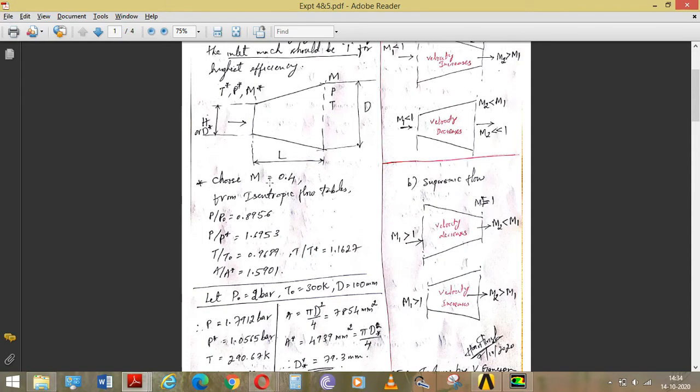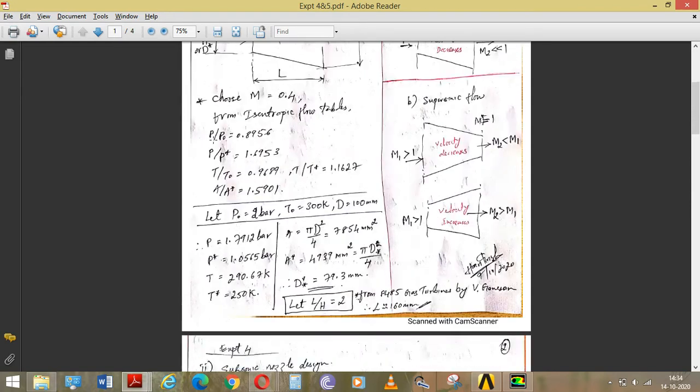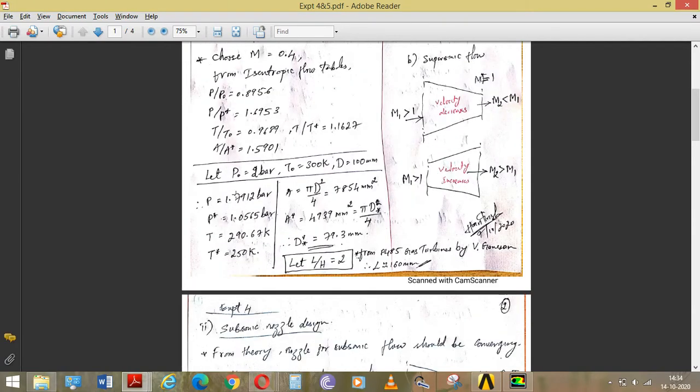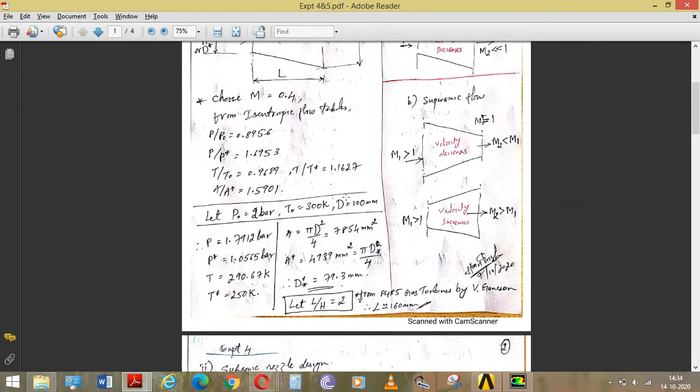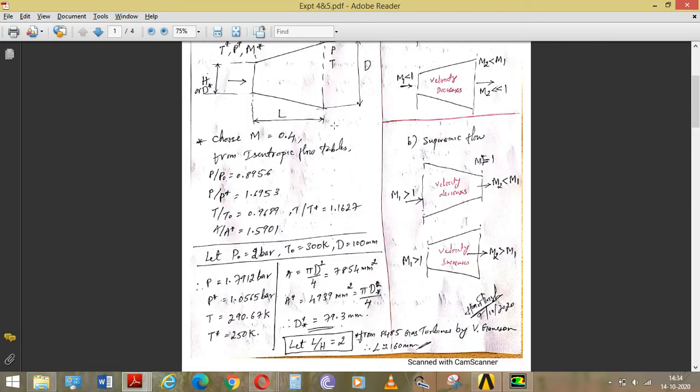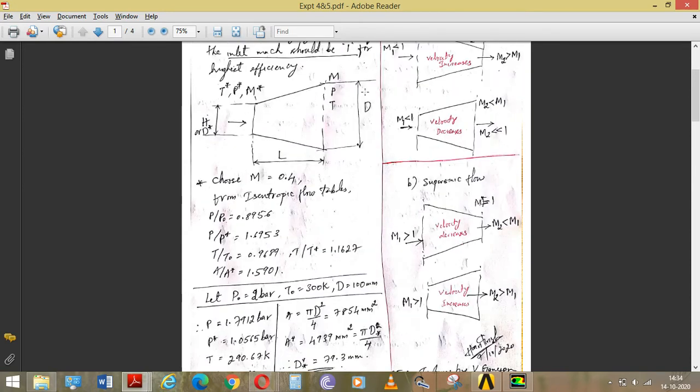I'm choosing 0.4. For 0.4 we get all these ratios. You compute all the other values by assuming I have assumed 2 bar everywhere. Okay, assuming we are doing the test in same lab, same experimental setup. So chamber pressure 2 bar, total temperature 300 Kelvin, and we have to assume one more thing here, the exit diameter. I'm taking 100 mm exit diameter.